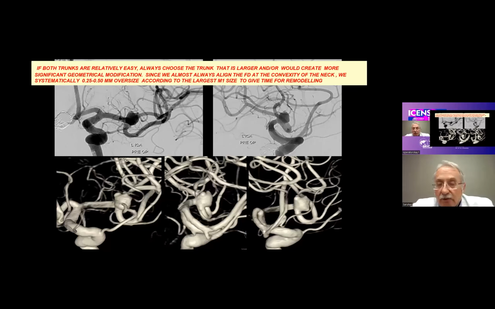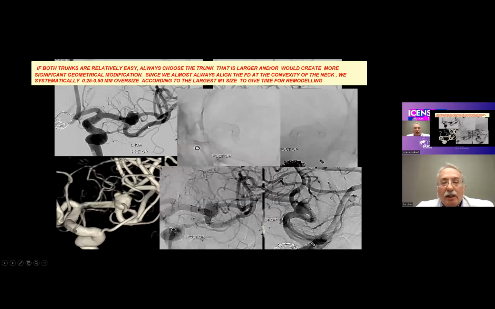We still, especially with the medication, and even in many cases that I can treat with stent-assisted coiling or Y-stent assisted coiling, like in this case, we still do a flow diverter and basically go to the trunk which is larger, and in which you think that you're going to create the most ultimate geometrical modification. Okay, so here is the inferior trunk. So basically, you go there and you change the geometry.